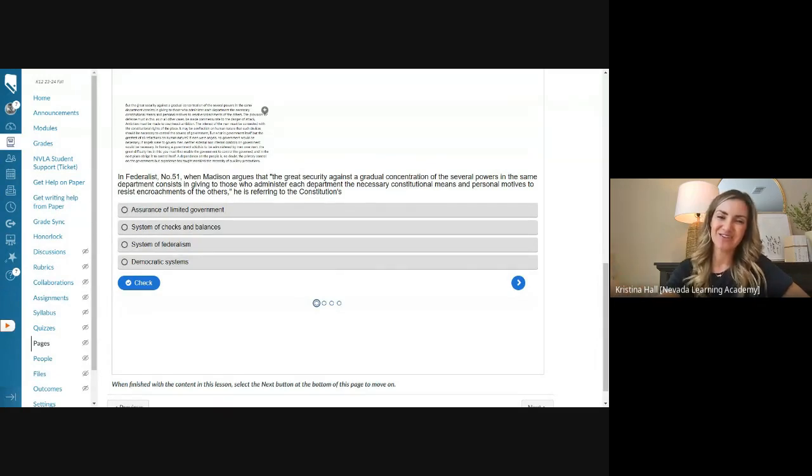When Madison argues that the great security against the gradual concentration of several powers in the same department consists of giving to those who administer each department the necessary constitutional means and personal motives to resist encroachment on the other, he is referring to the constitutions, and that's the checks and balance system.